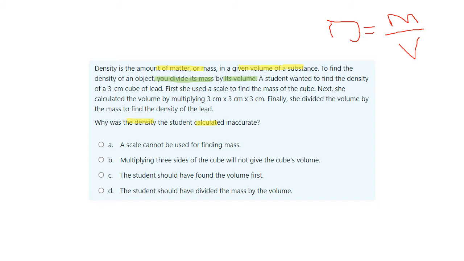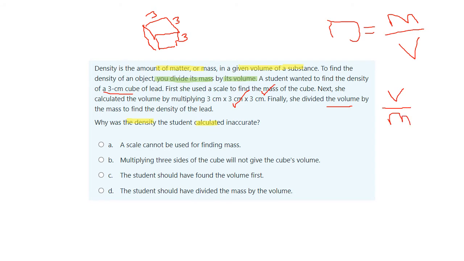A student wanted to find the density of a 3 centimeter cube of lead. First, she used a scale to find the mass of the cube. So she gets the mass. That's good. Next, she calculated the volume by multiplying 3 by 3 by 3. It's a cube, and a cube has the same size on each side, so it would be 3 wide, 3 long, and 3 high. So this is correct. Finally, she divided the volume by the mass.